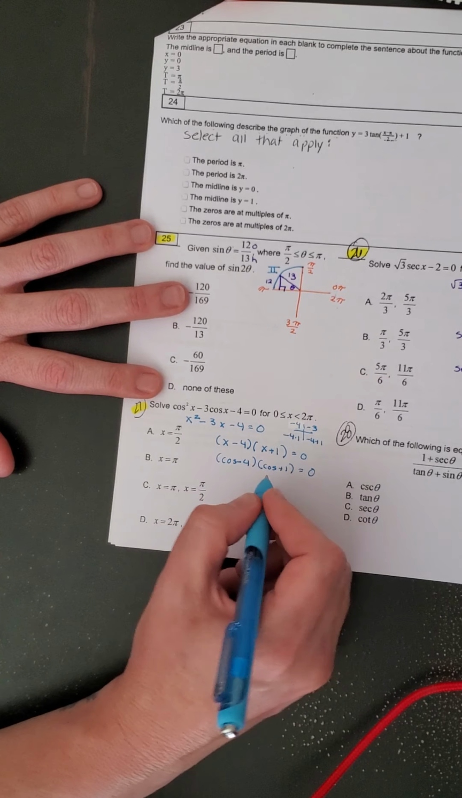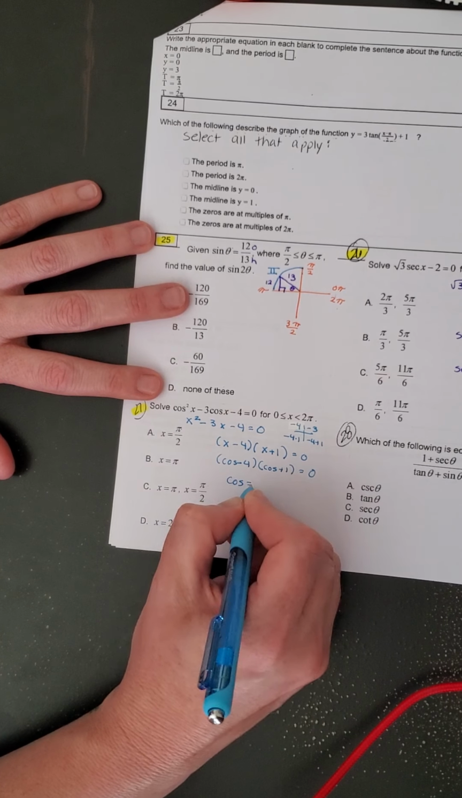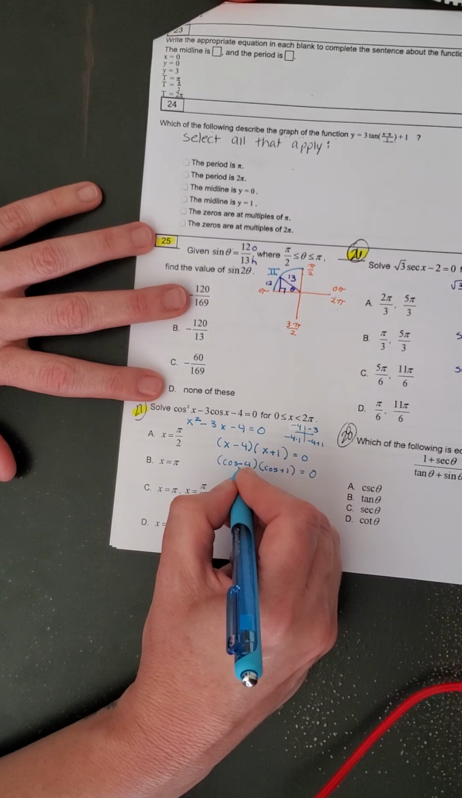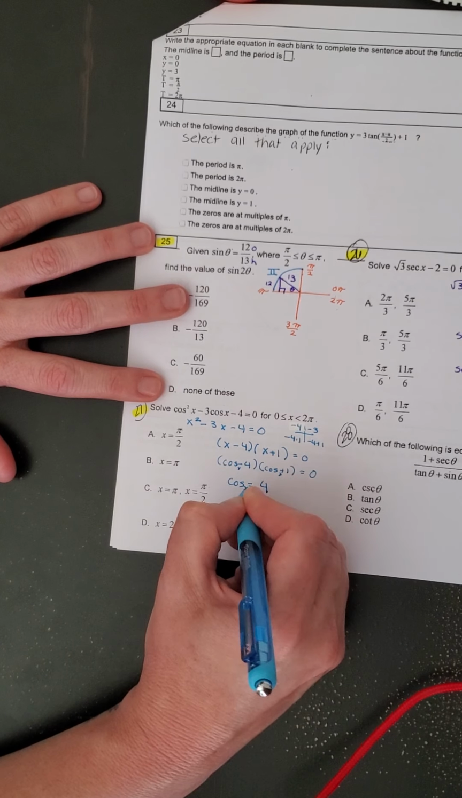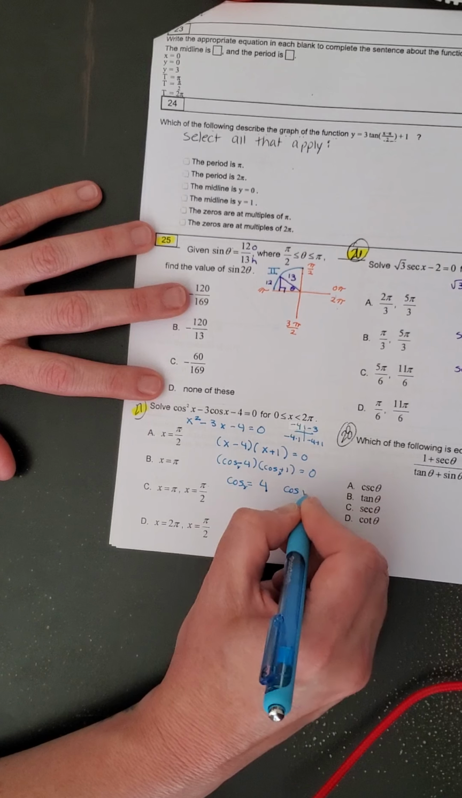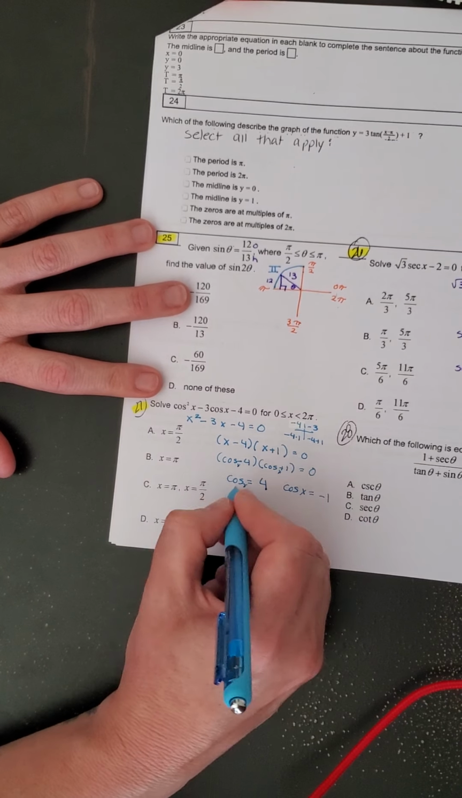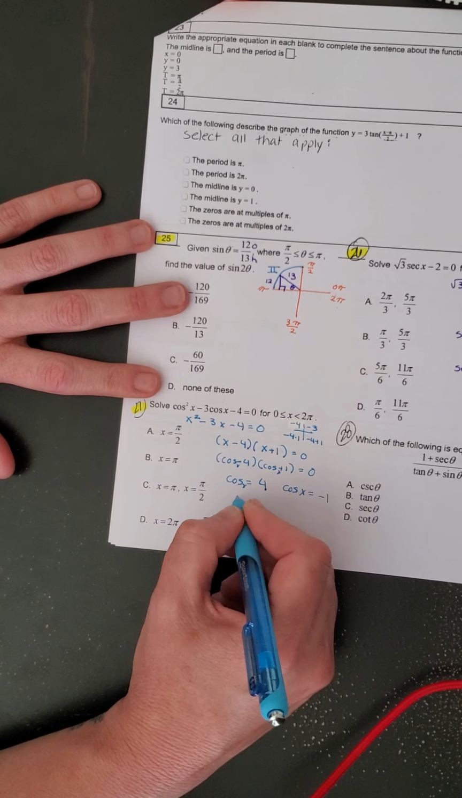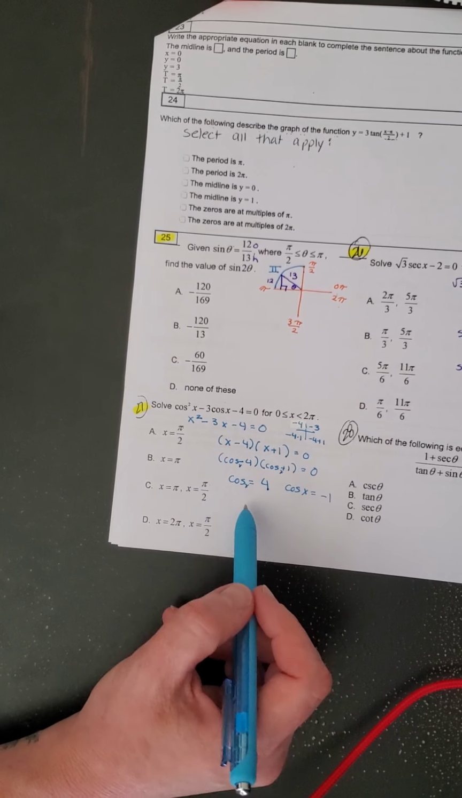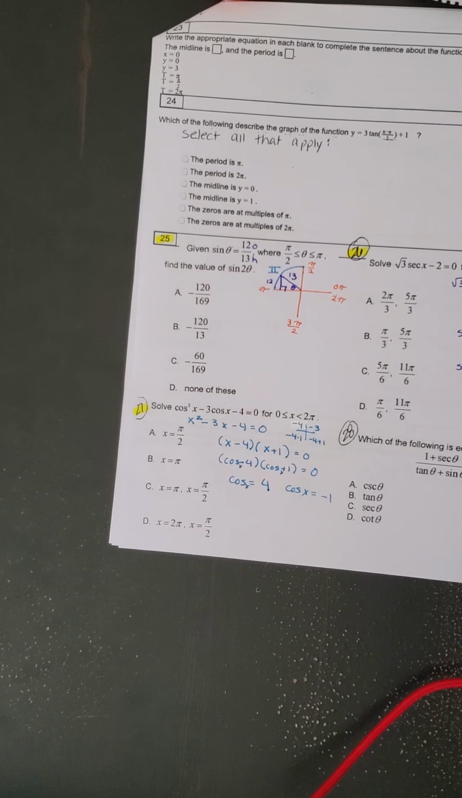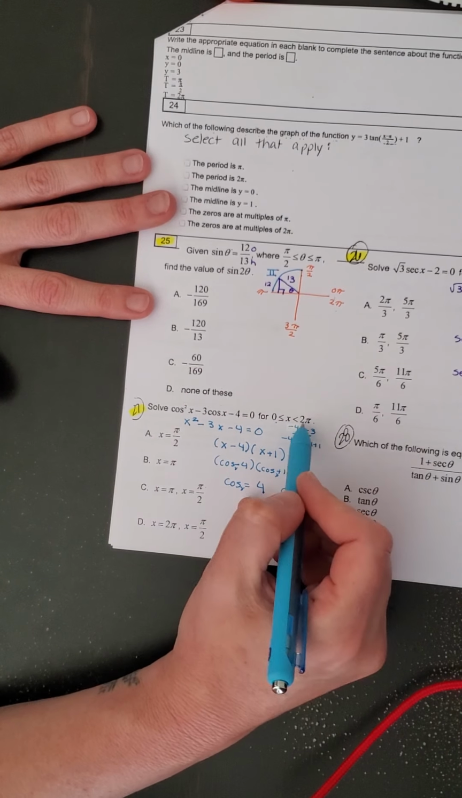And then I would solve each one. So cosine x equals 4, and then cosine x equals negative 1. And then what I would do is cosine inverse both sides, and then see which of these values will give me the correct answer. And remember, you have to be between 0 and 2 pi.